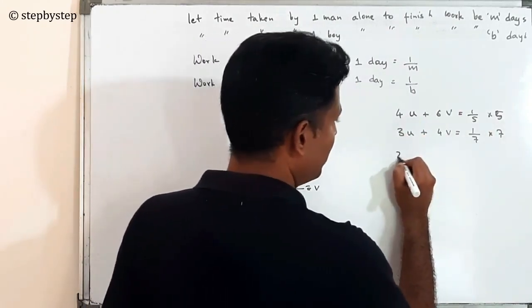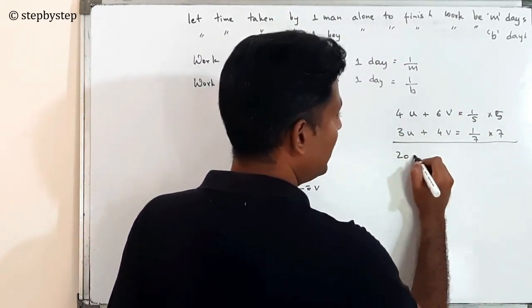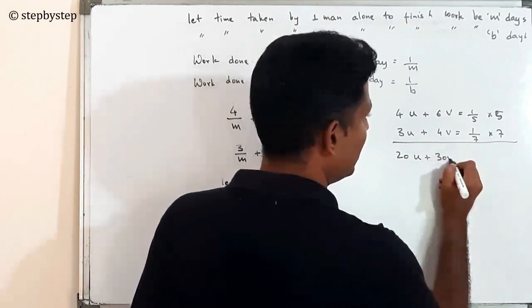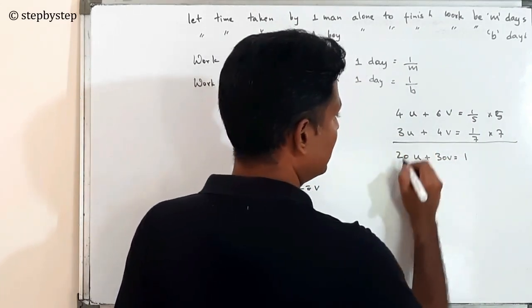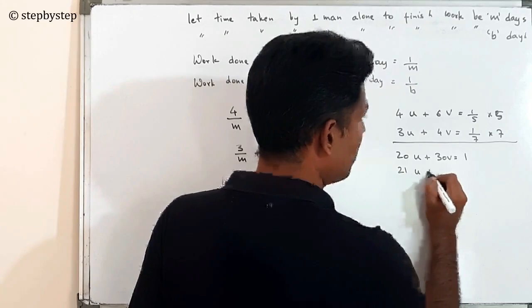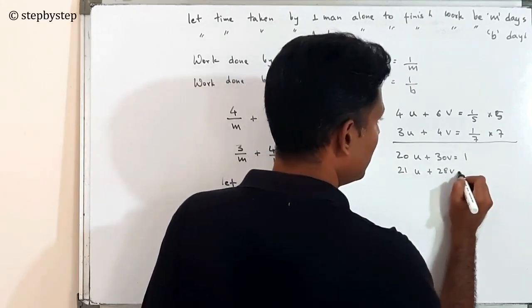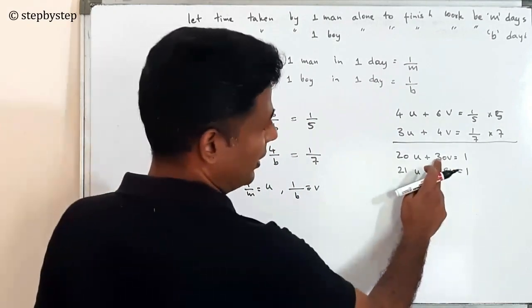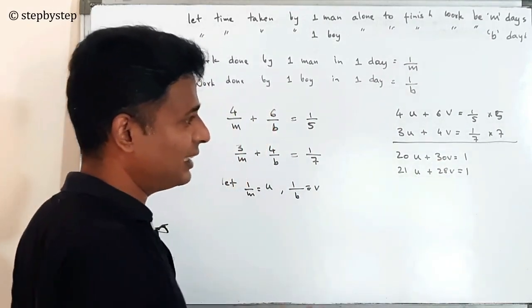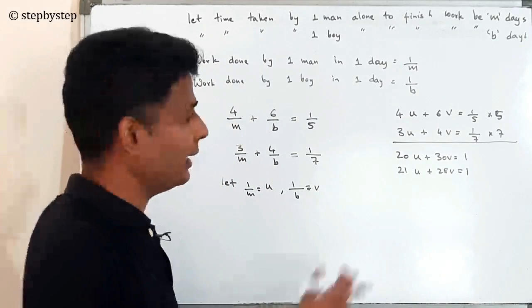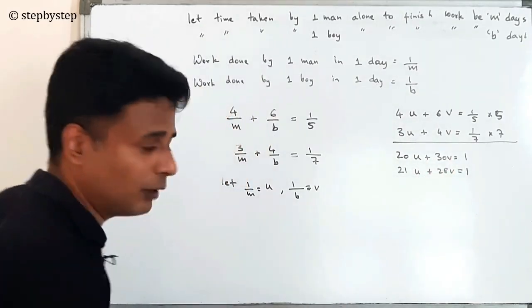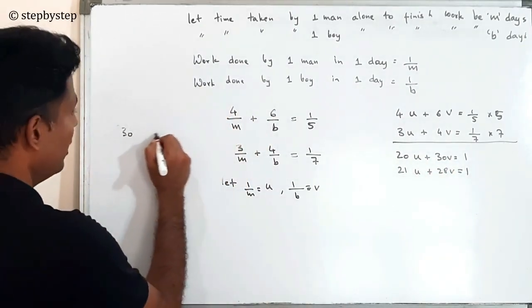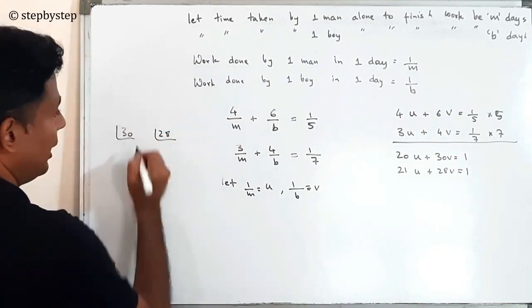So 5 into 4, 20u plus 30v equal to 1, and here 7 3s are 21u plus 28v equal to 1. Now we have to eliminate one of them. Here there is 30 and 28. Let's see if we have a decent LCM for 30 and 28. We'll find the least common multiple for 30 and 28.